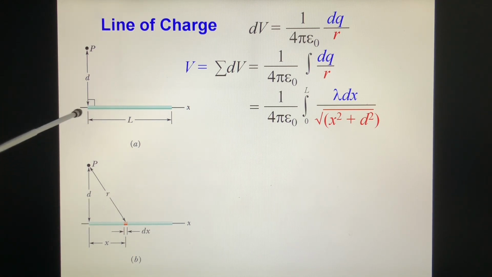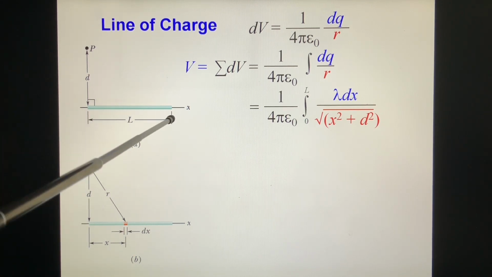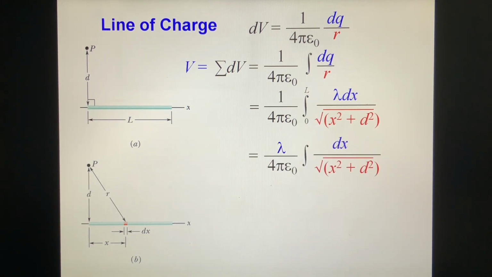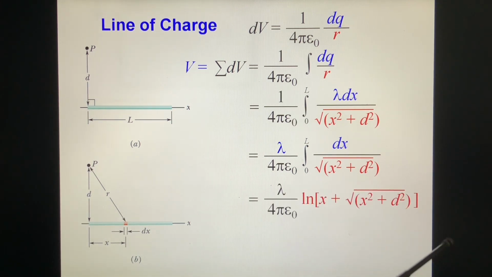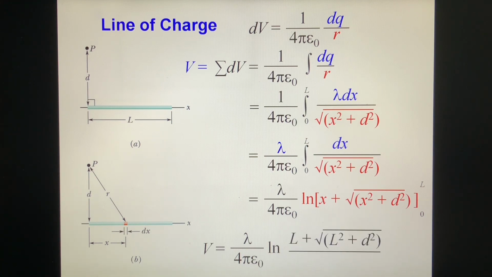In this case, P is perpendicular to the line at the end. This integration is the easier one. We do the integration from 0 to L, and we can get the answer. We put in 0 to L, and we get the final answer. I don't remember this one, but then I know how to do it.